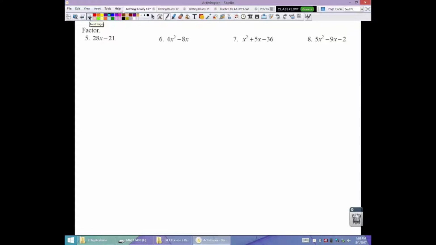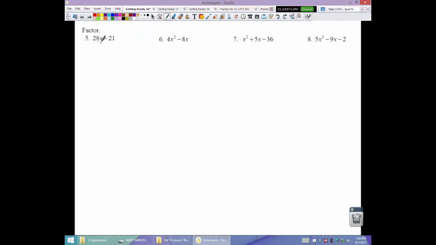Next set of problems, we're going to factor. So 5 and 6 are just binomials. We know we only have two methods for trying to factor binomials. We could look for a GCF, and then after that, whether we had one or not, we should still check to see if it's a difference of two squares.